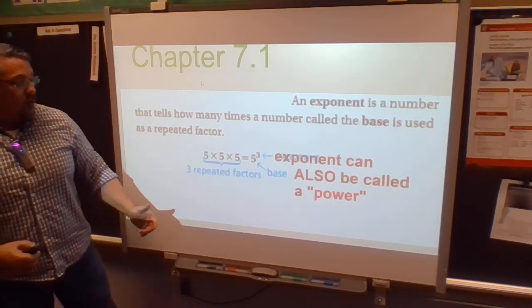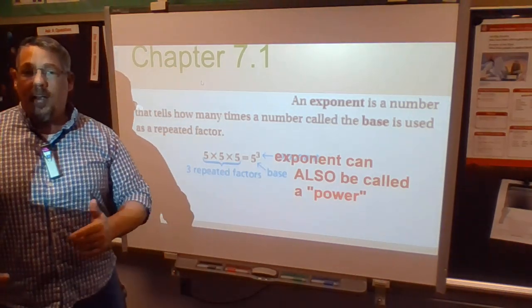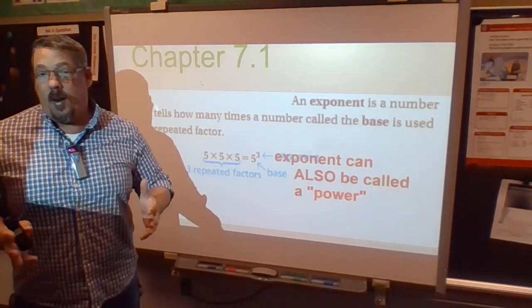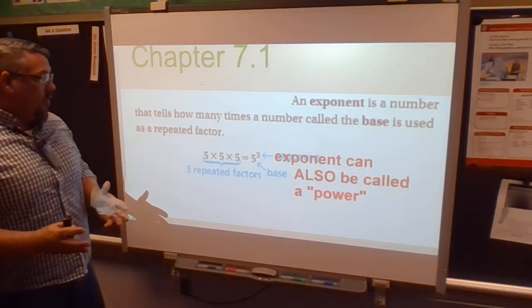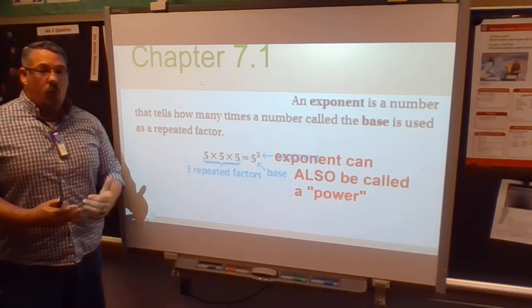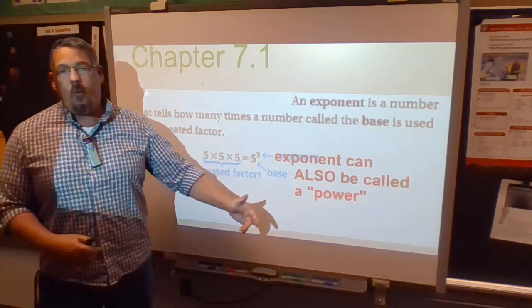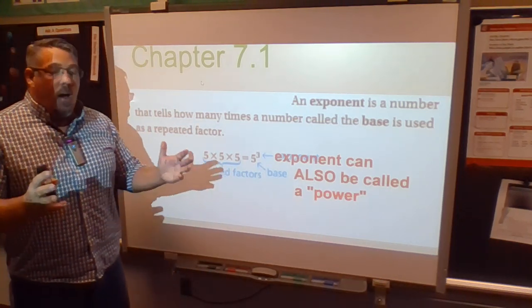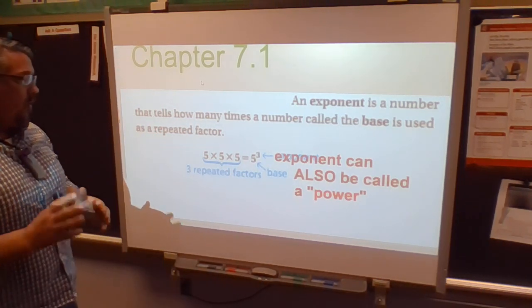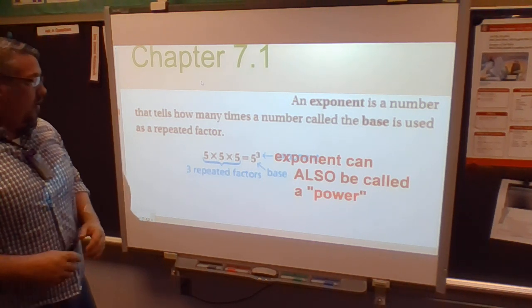Now you may hear me also call it a power because an exponent and a power are the same thing. They're synonyms for one another. I get confused every once in a while because our last program that we used to use always used the word power when we talked about exponents. So I will use both of them, but they mean the exact same thing.